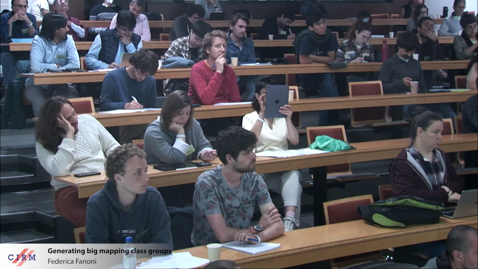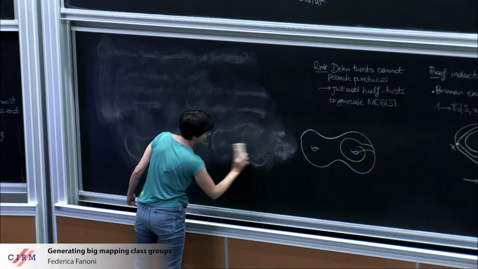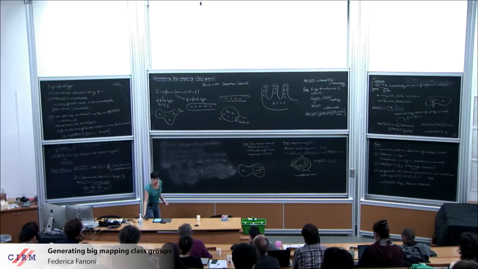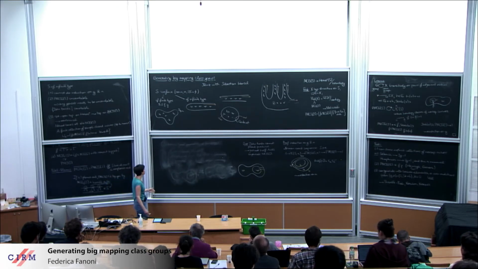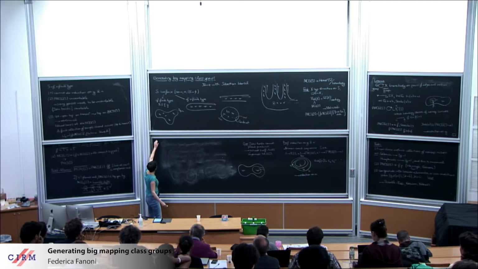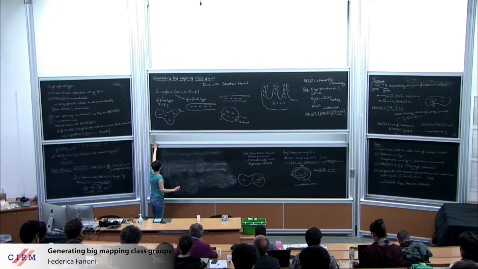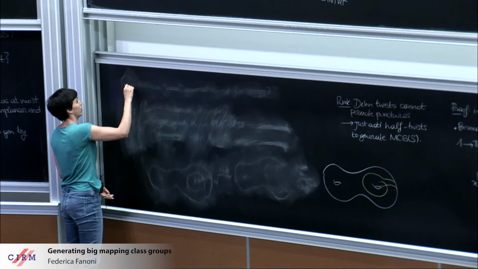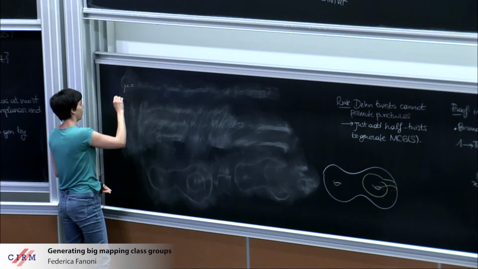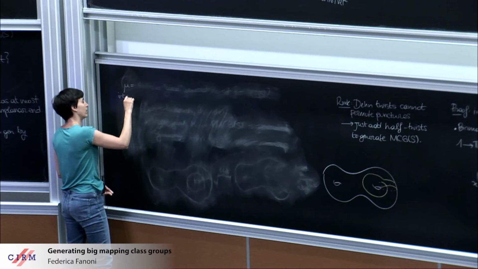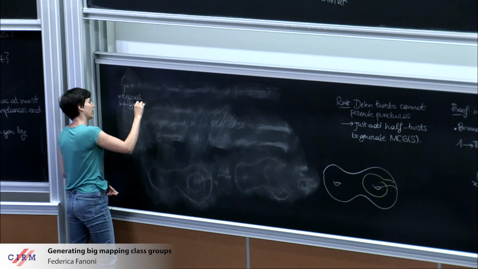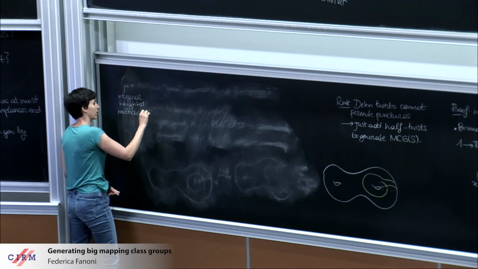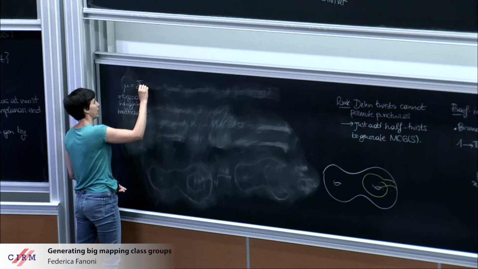The main thing is I like Dehn twists, so I want to try to use them. So how do I create some uncountable set by looking at Dehn twists so that I have a hope of generating my full group? What I get is what I call an integral weighted multicurve, which is a fancy name for a collection of curves with weights on them.